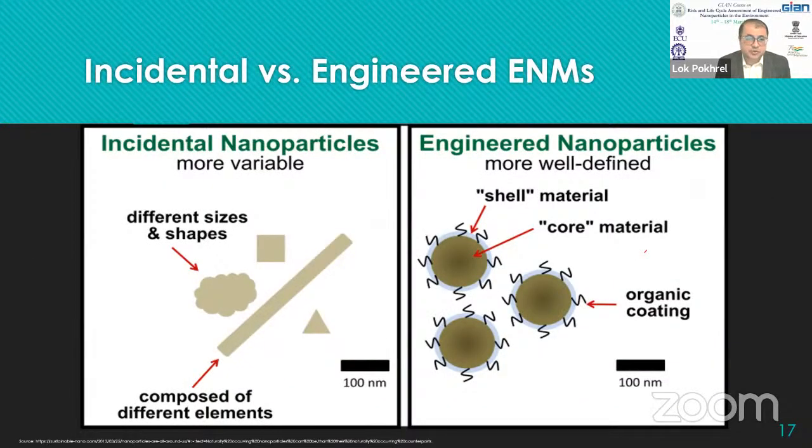Now, what is the difference between incidental, natural, as well as engineered nanoparticles or synthetic nanoparticles? I think there are some basic differences. Incidental nanoparticles, as well as naturally occurring nanoparticles, are diverse in sizes and shape, as well as the composition. They may have several materials or elements mixed in them. So it could be a mixture.